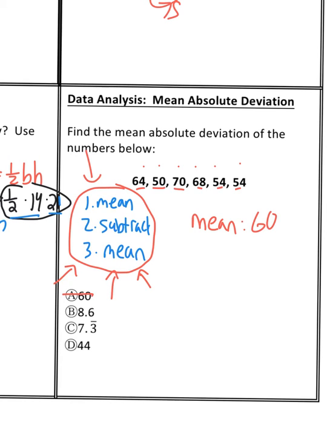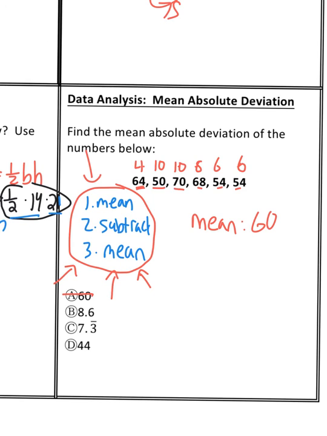Now step 2 is I'm going to subtract each number from the mean. So I'm going to start with 64 minus 60 is 4. 60 minus 50 is 10. 70 minus 60 is 10. 68 minus 60 is 8. 60 minus 54 is 6. And 60 minus 54 is 6. So that's step 2.